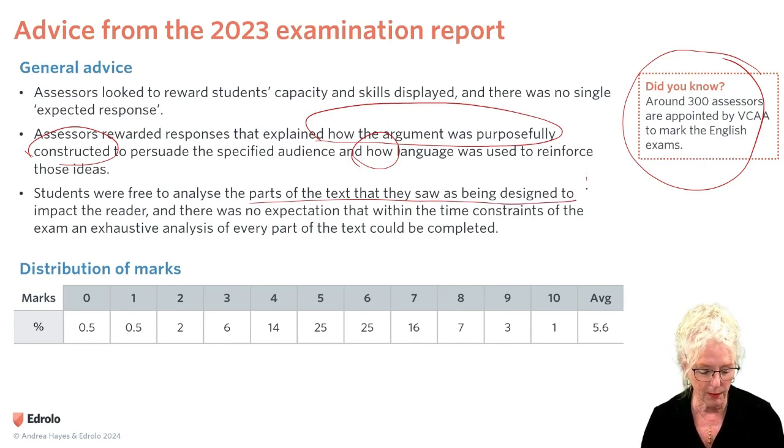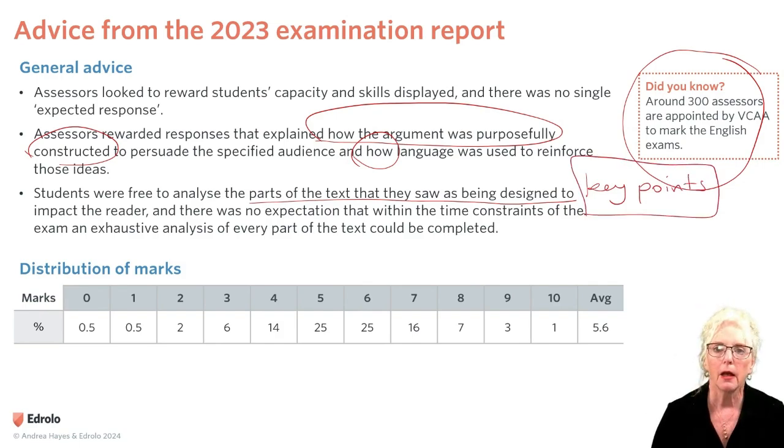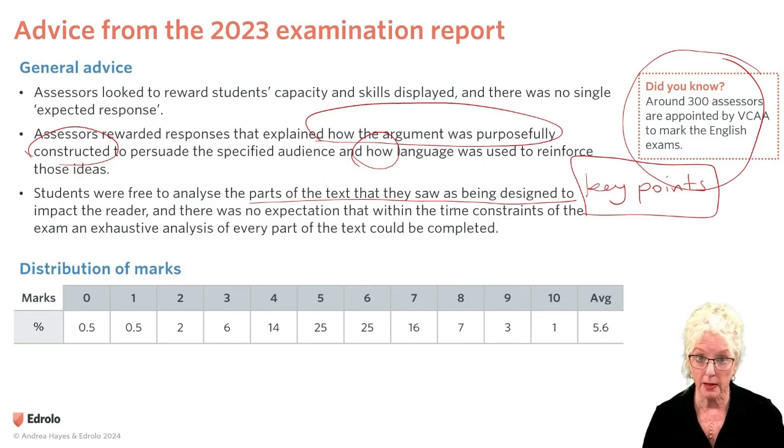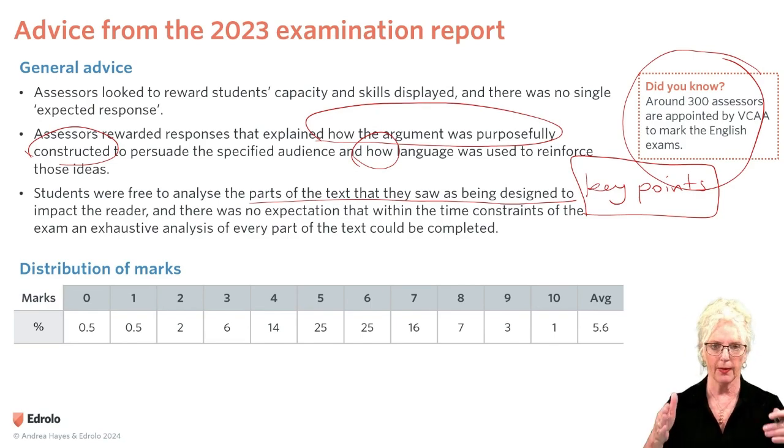So these are the key points. Remember, you cannot analyse everything. Okay, you simply do not have time. So you've got to look at what are these key points that really point to different points in the argument that impact on the reader. There's no expectation that within the time constraints of the exam, there will be an exhaustive analysis of every part. Some students think that they need to write at the start, and if there are 7 paragraphs, they need to make 7 points. You don't need to. You focus on the key ones.